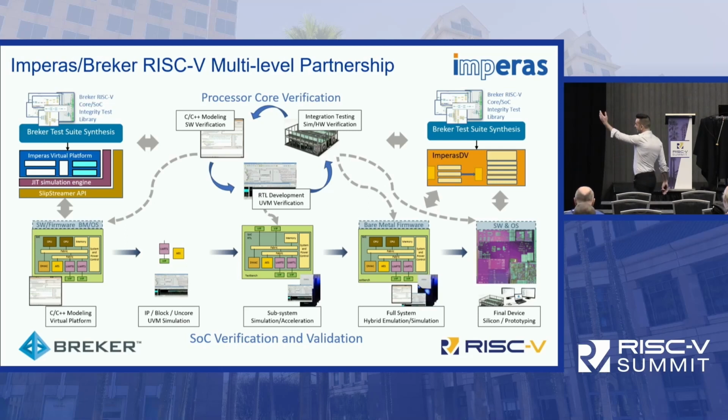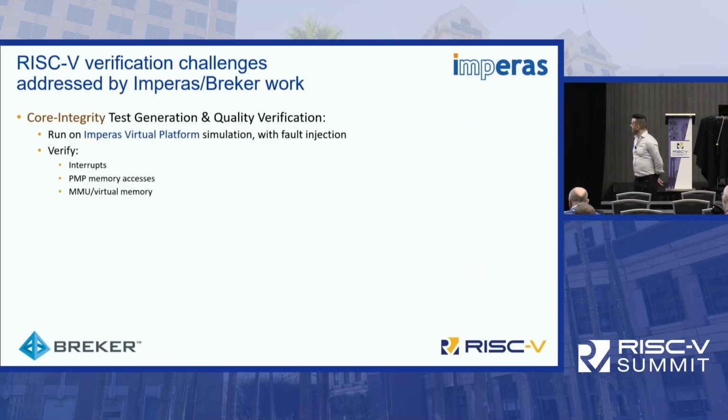So on the left-hand side, by the collaboration, we're going to run a virtual platform. On the right-hand side, what we're going to run is a digital simulation with Imperas model as the reference checker. I think this summarizes the core integrity. We run the core integrity on the Imperas virtual platform. This is the type of things that you can verify.